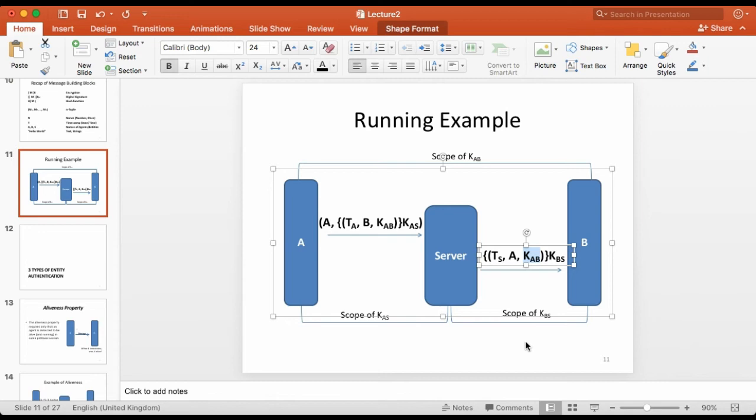Basically, once they've run through this protocol, they've got that shared key together. What I've done here as well is put the scopes of the keys so that you remind yourselves who knows which key. In this case, for example, KAB is shared between A and B, whereas KAS is shared between A and S, and KBS between B and S.